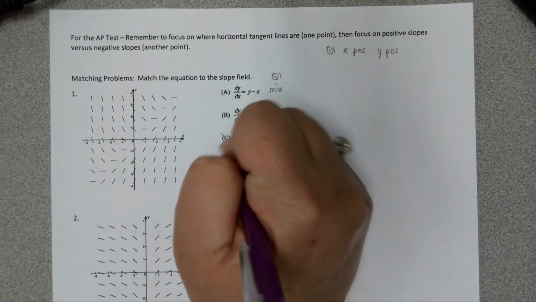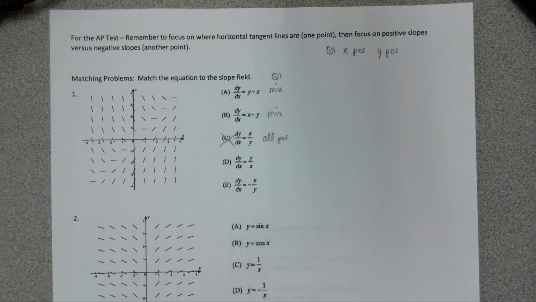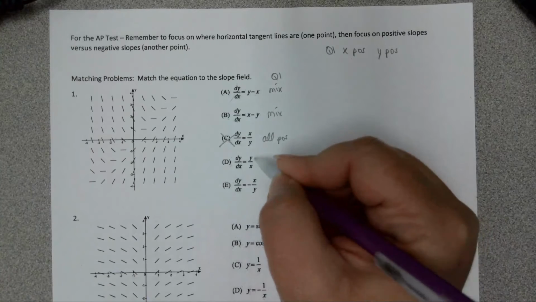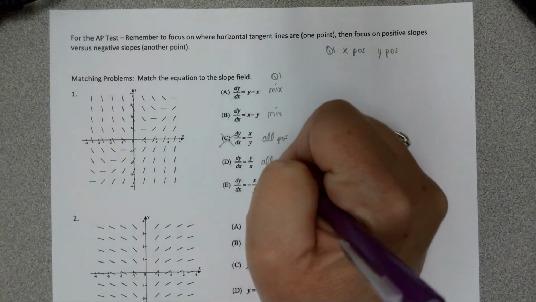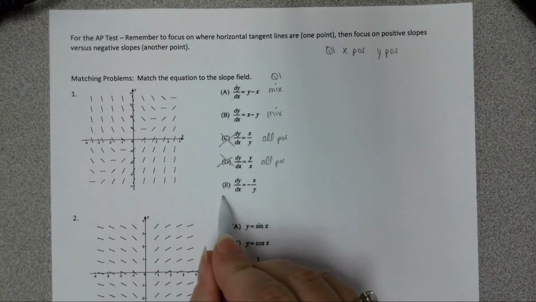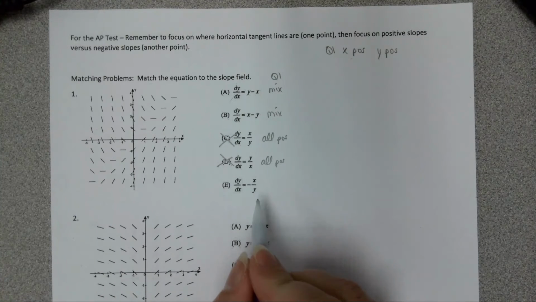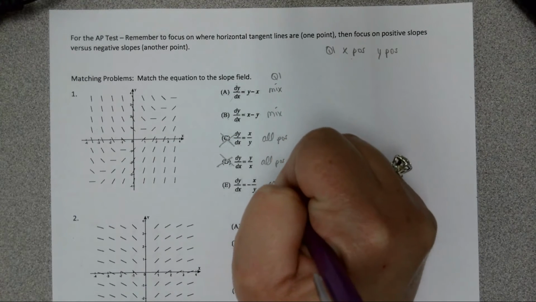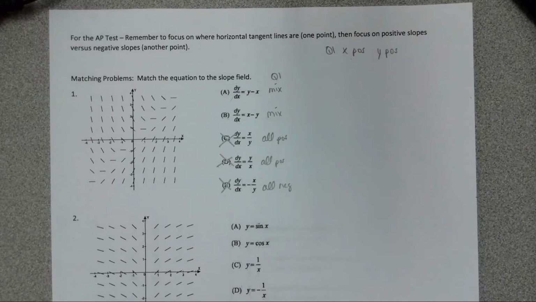C is gone, because it can't match that picture, since some of those slopes are negative. Same thing with part D, those are all positive as well, so we get to cross those off. Now in part E, a negative over a positive is all negative. Well, we get to cross that one off as well. So just by looking at our quadrant 1 information, we were able to figure out what was going on. And now we've got a 50-50 shot.